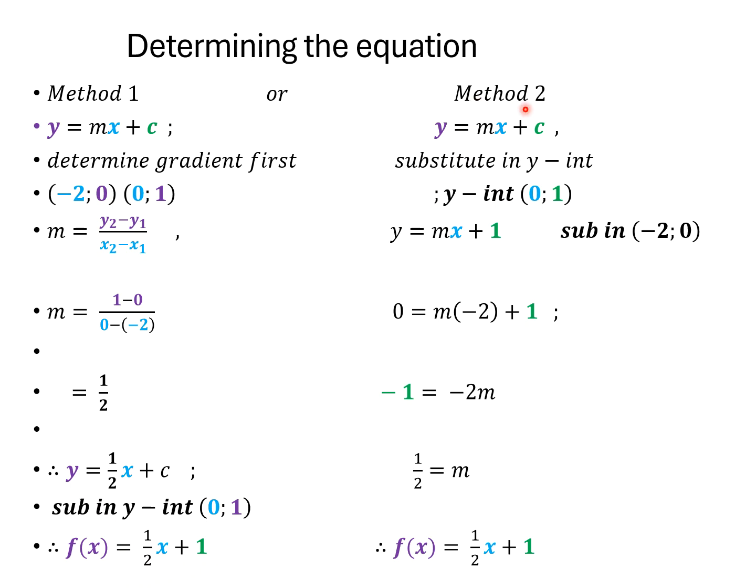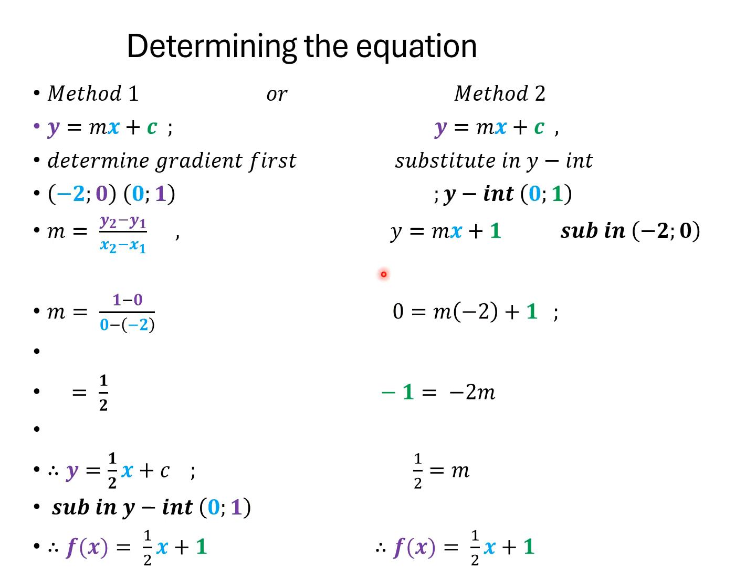Method 2, yeah, sounded very wrong. But method 2, y = mx + c. Substitute in the y-intercept, so y-intercept (0; 1). Right, so y = mx + 1. My c becomes 1 because that's my y-intercept. And then we sub in the other point, which was (-2; 0). So this states that my x is negative 2 when my y is 0. So you see then, negative 2 went to x, 0 went to y.